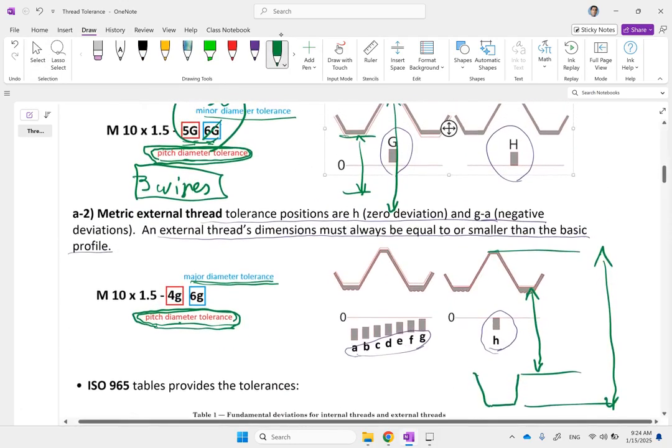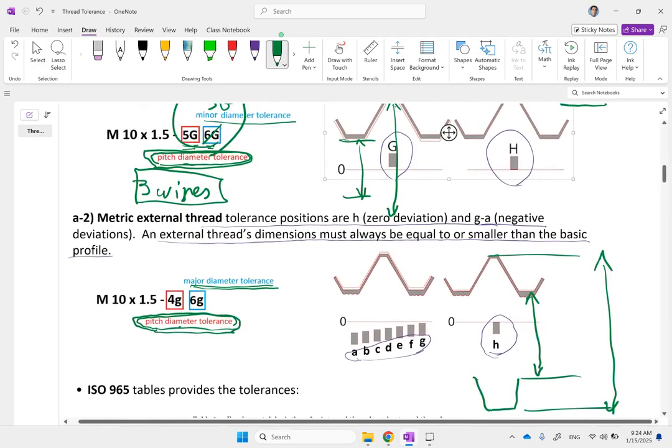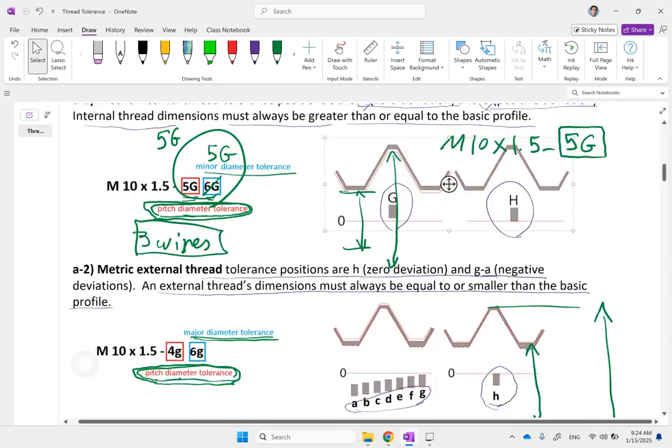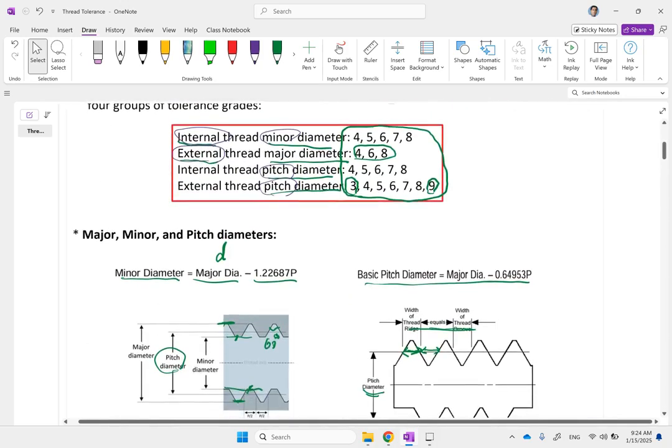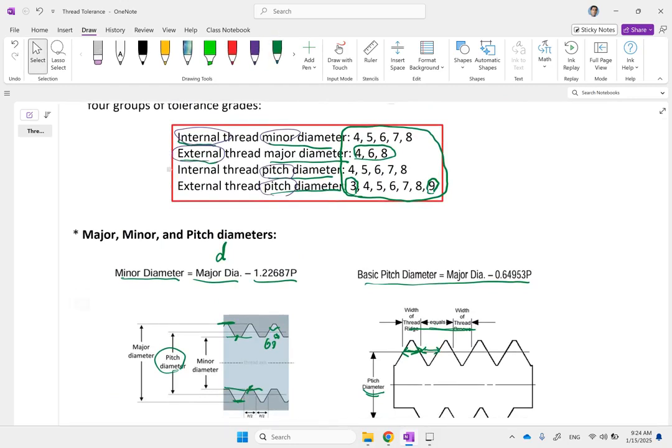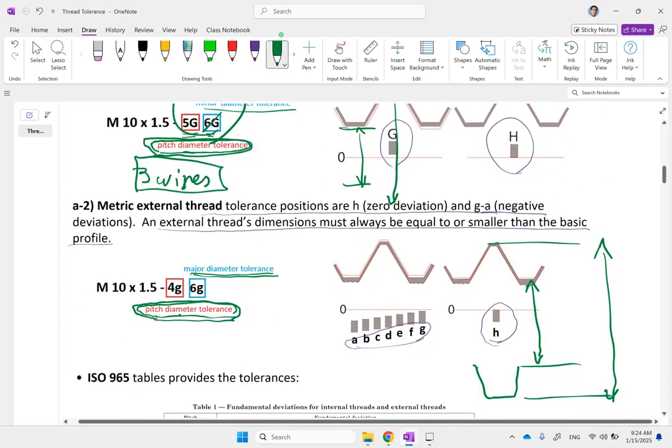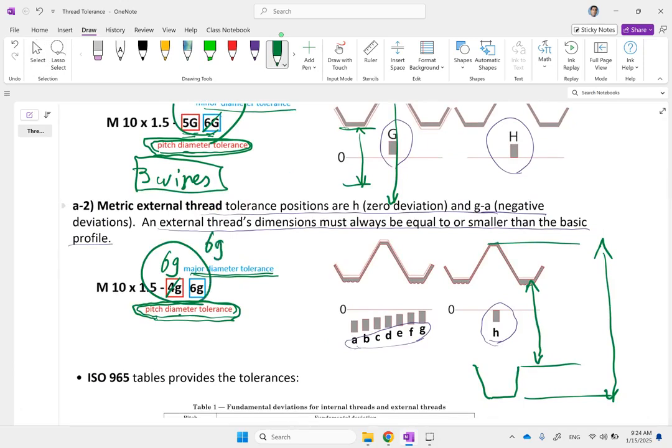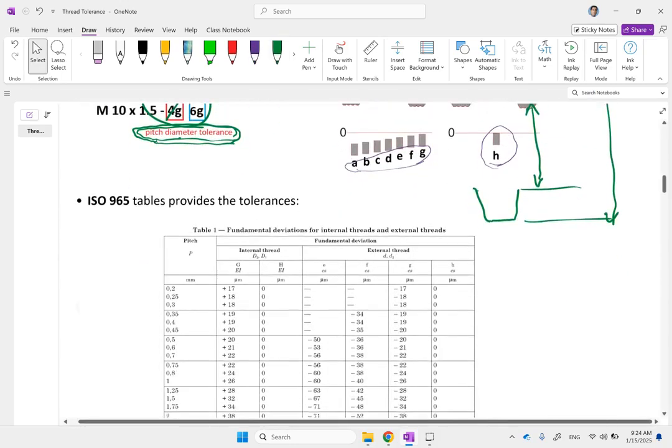The same thing here. Remember the pitch one, if you just go back and look, the pitch can go anywhere from 3 to 9. The external one goes 4, 6, 8. So let's say both of them are 6. So if both of them are 6G, again, I'm not going to show 6G. I'm just going to show that 6G once. So if you see it once, that means they are the same thing. Okay, so that's another topic that you have to pay attention to.